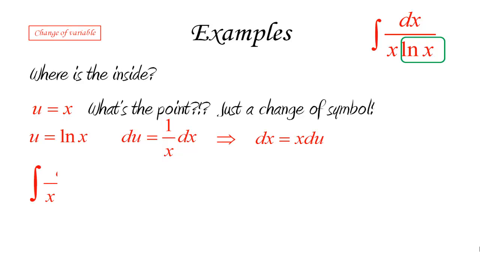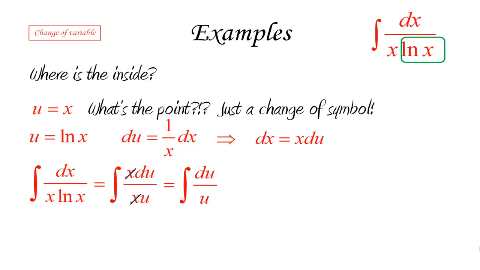All right, so let's make the change. Our integral therefore becomes the integral of the dx becomes x du. The denominator, the original x, we're going to leave it there, and then the ln x has become our u. If you're unsure about all these changes, just pause for a second and make sure that all the pieces are in there. But at this point, what we can do is cancel the x's. And what are we left with? We're left with just the integral of du over u.